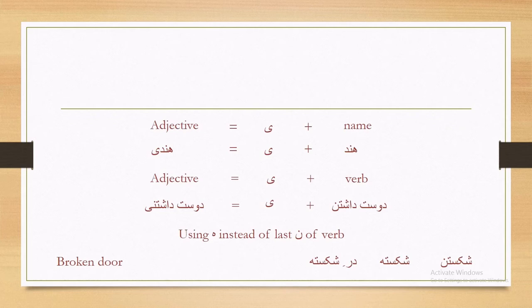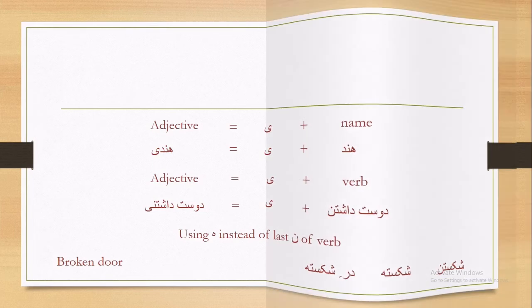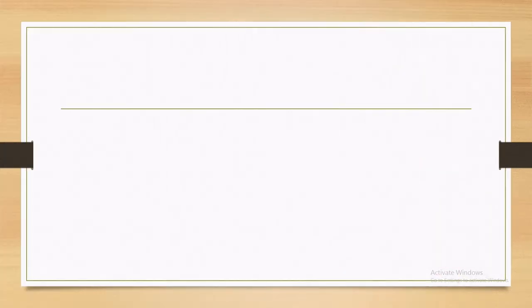Now we want to talk about comparative adjectives, for example, when we want to compare two things with each other. For example, in English we say dad is taller than mom. But how should we do this in the Persian language?